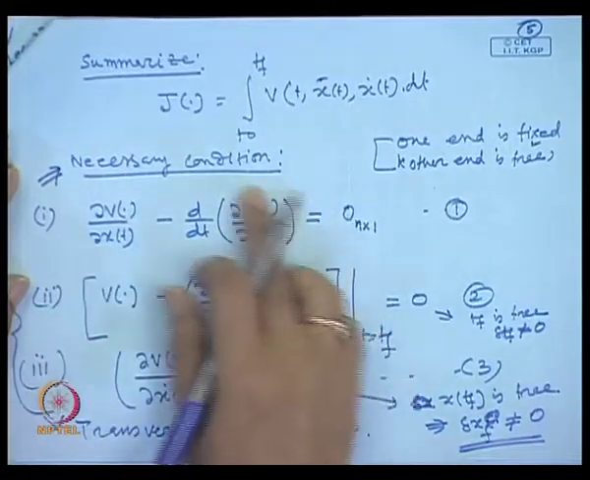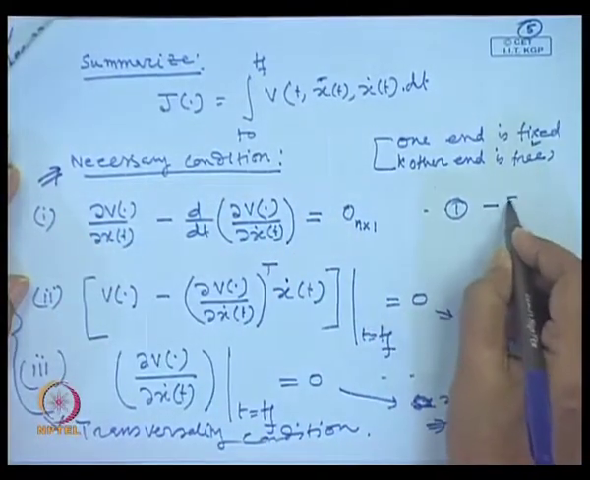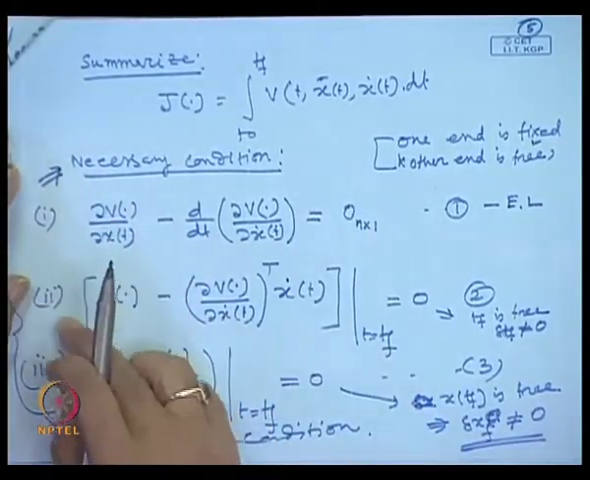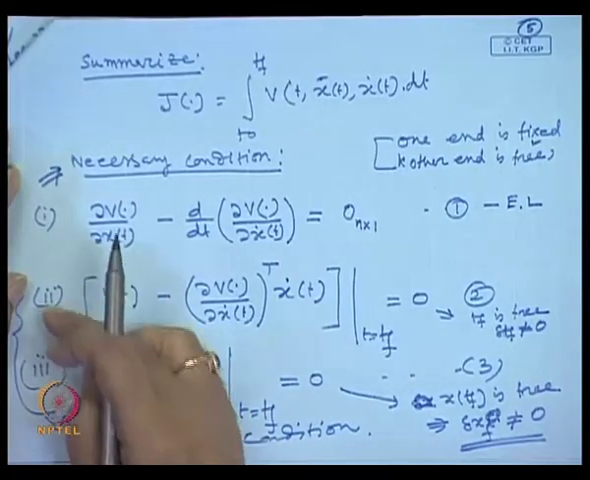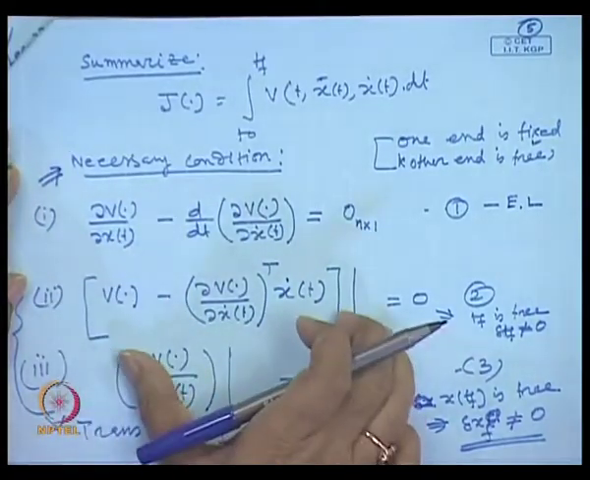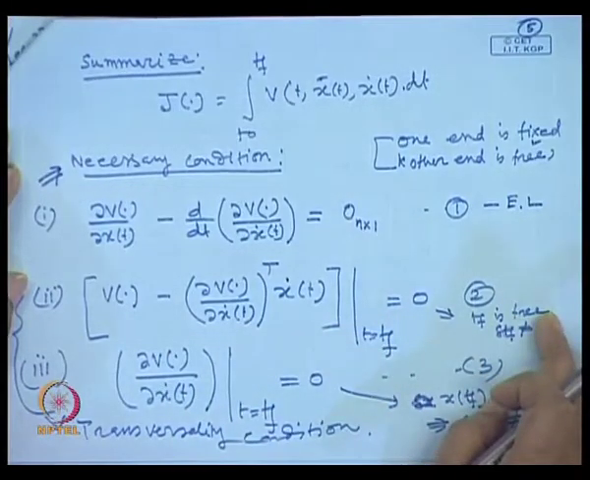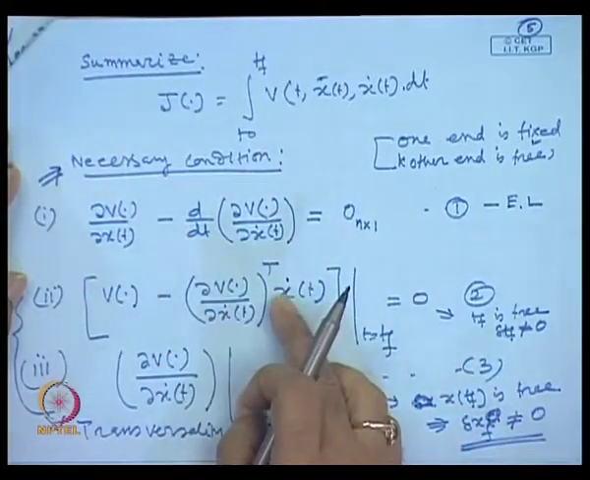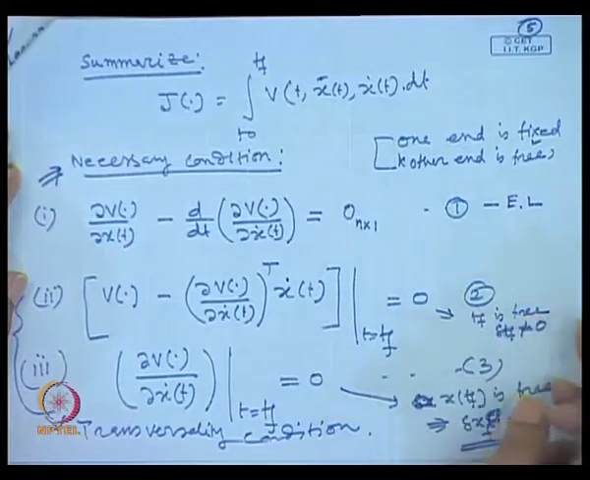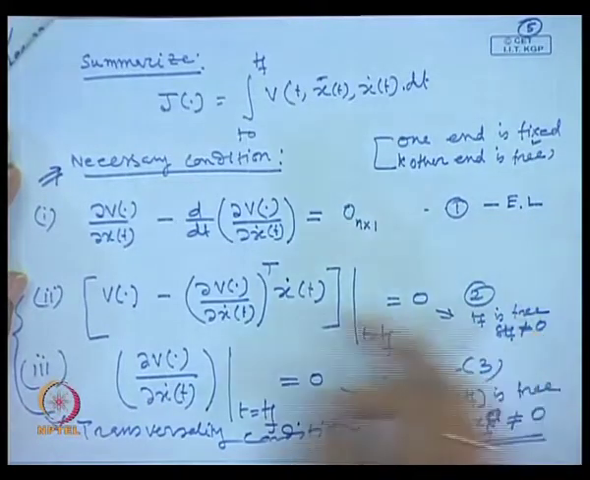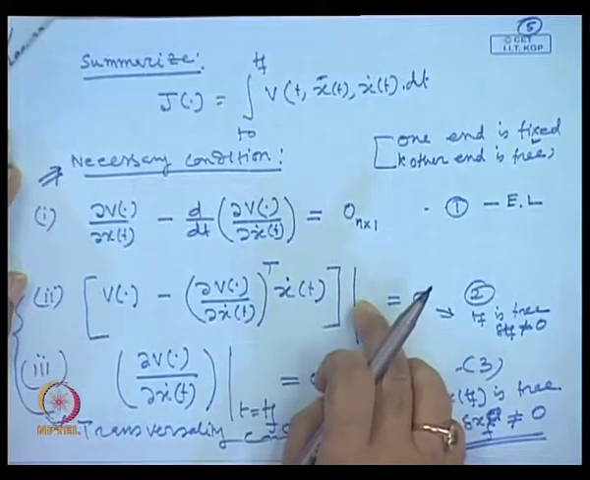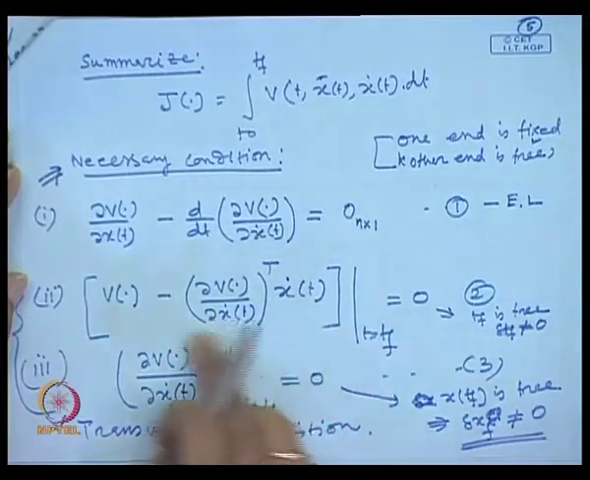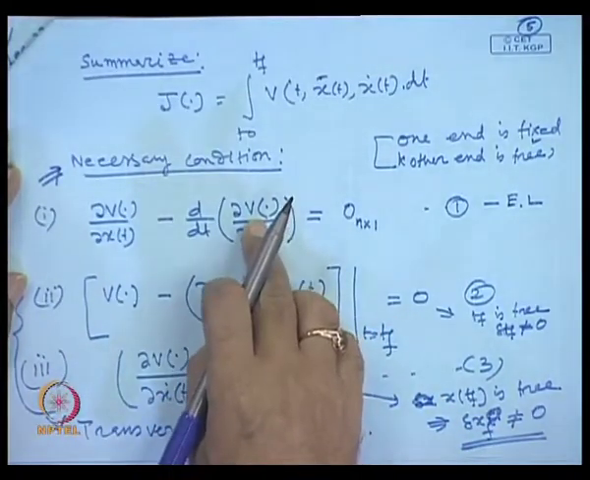The first condition is the Euler-Lagrange equation. This equation is the Euler-Lagrange equation, so you have to solve this one. In order to solve it, there are boundary conditions. When tf is free, you have to use this equation. When x(tf) is fixed, then out of this only this one you have to use. When x(tf) is free but tf is fixed, then you have to use, in addition to the Euler-Lagrange equation, this equation.